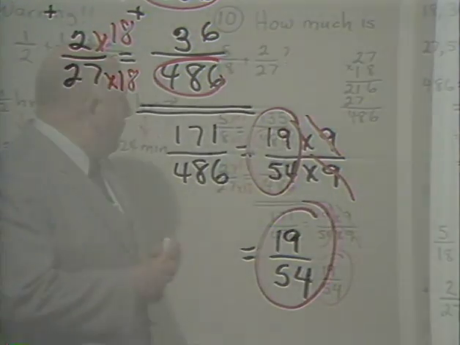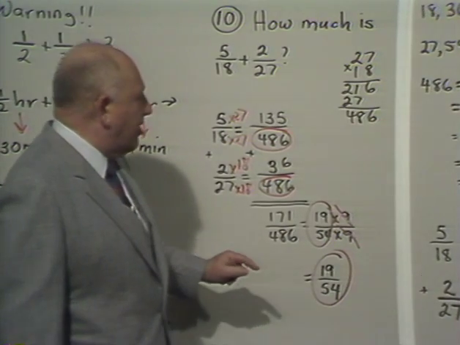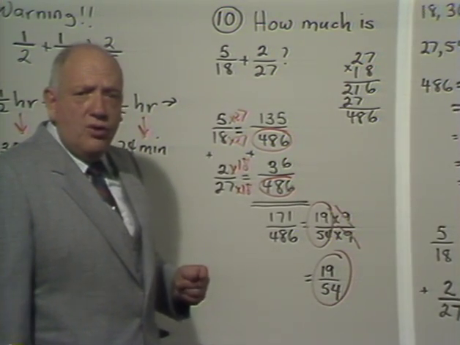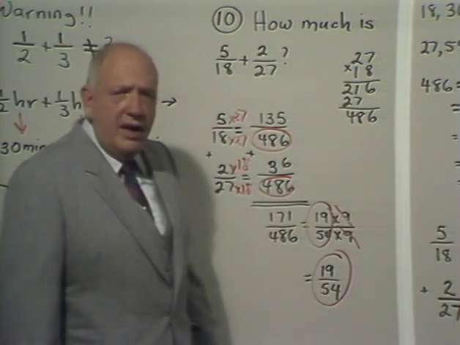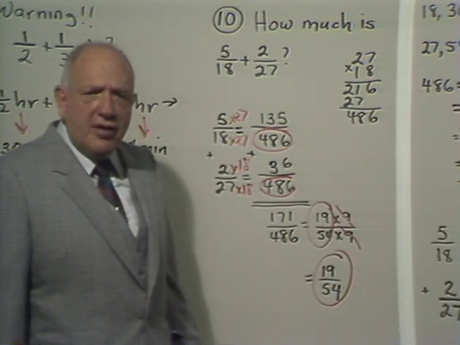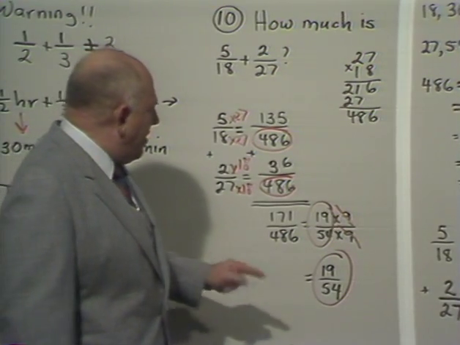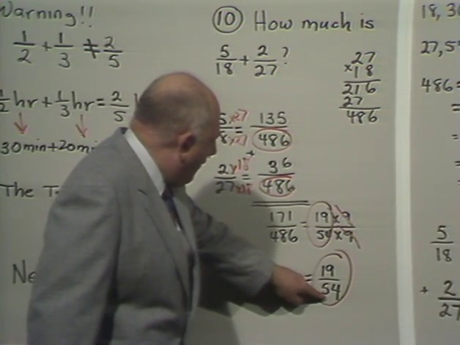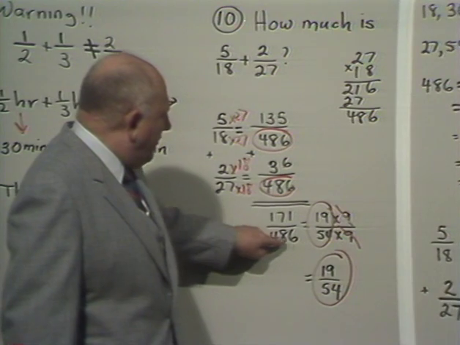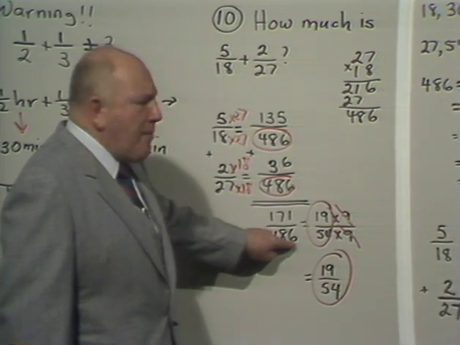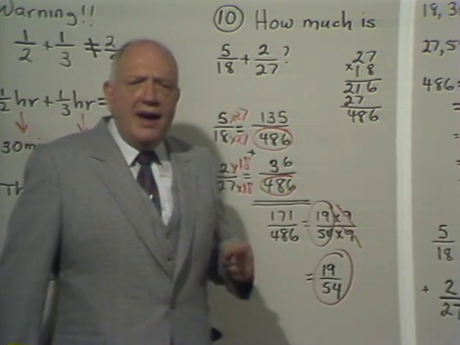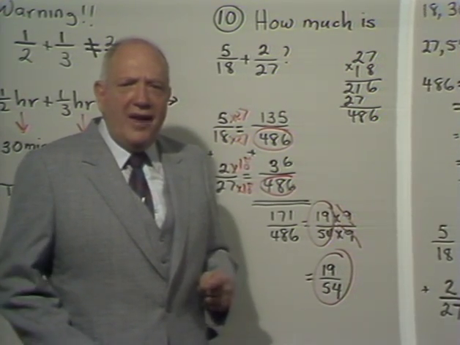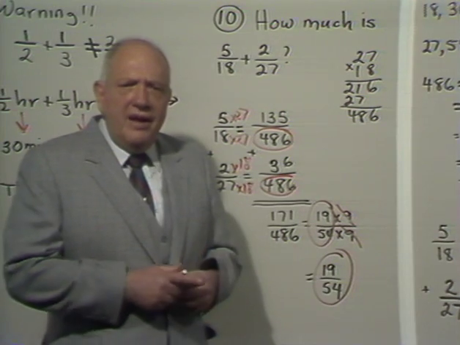19/54. In other words, if one person gave me 5/18 of my expenses, another person gave me 2/27 of my expenses, between the both of them, they would be giving me 19 out of every $54 that I spent. But the interesting point is, how did I wind up with 54 over here when it seemed to me I needed 486? See, when I multiplied the 18 by the 27, the point is I was finding a common multiple of 18 and 27. That's very important.